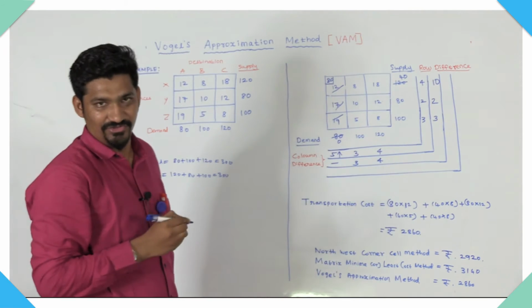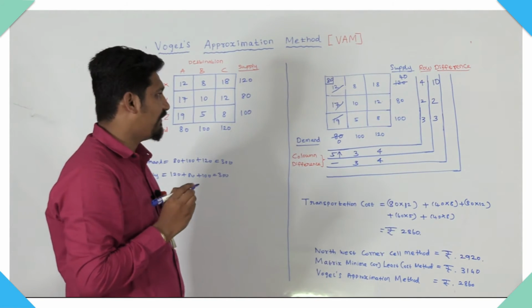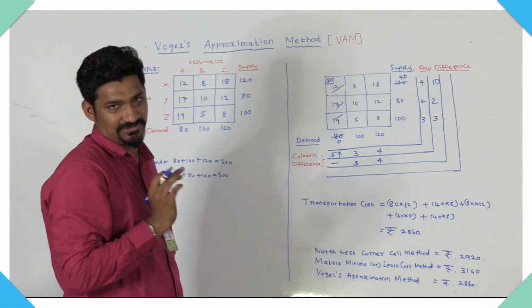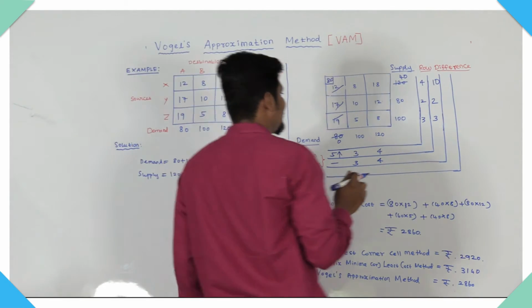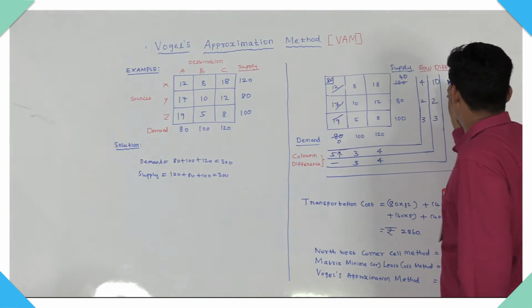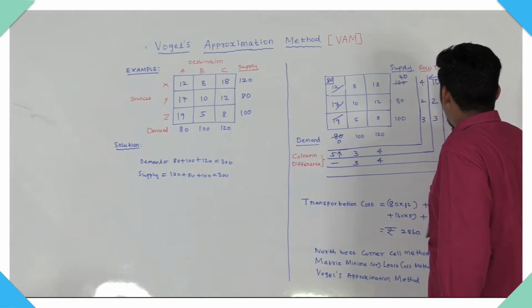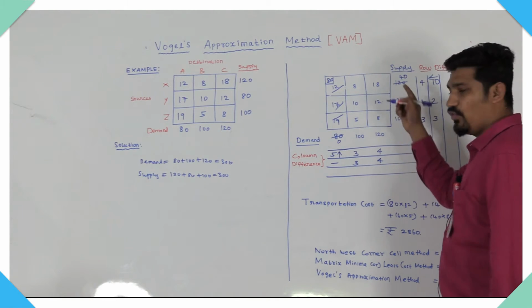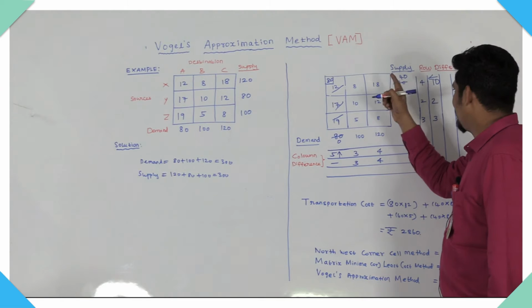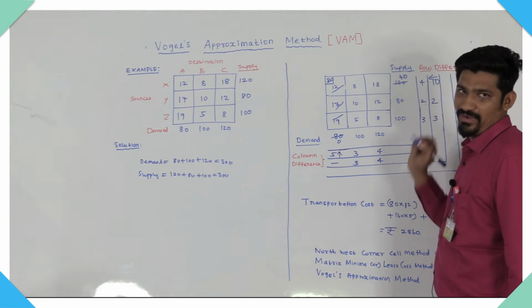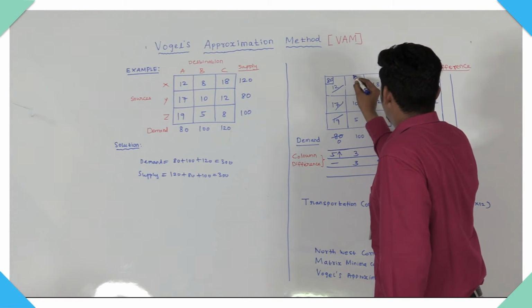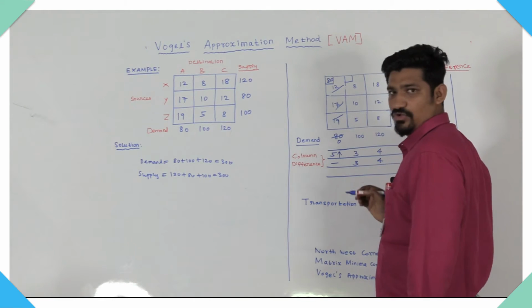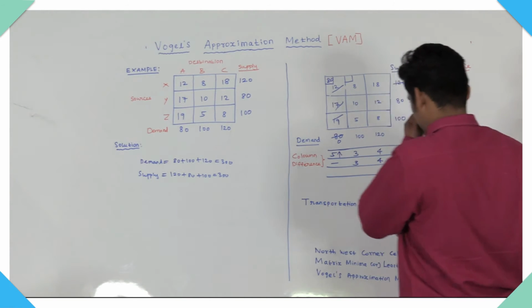Among the values, now we have to identify the maximum penalty. 10 is the maximum penalty. 10 is the penalty in row 1. Now find the cell with the least cost in row 1. This cell is the least value, so I select this cell.